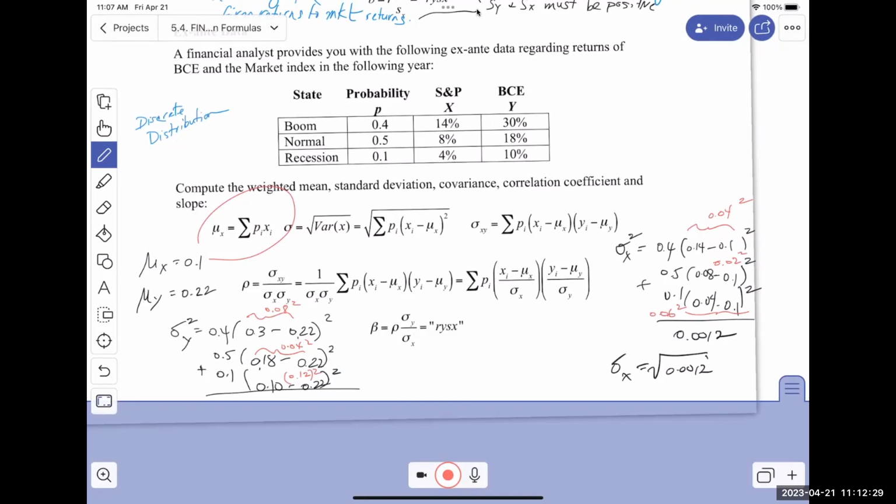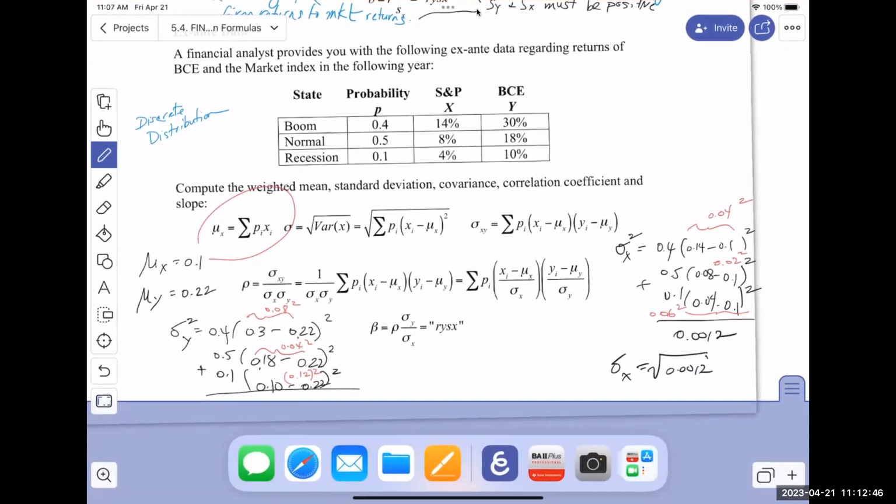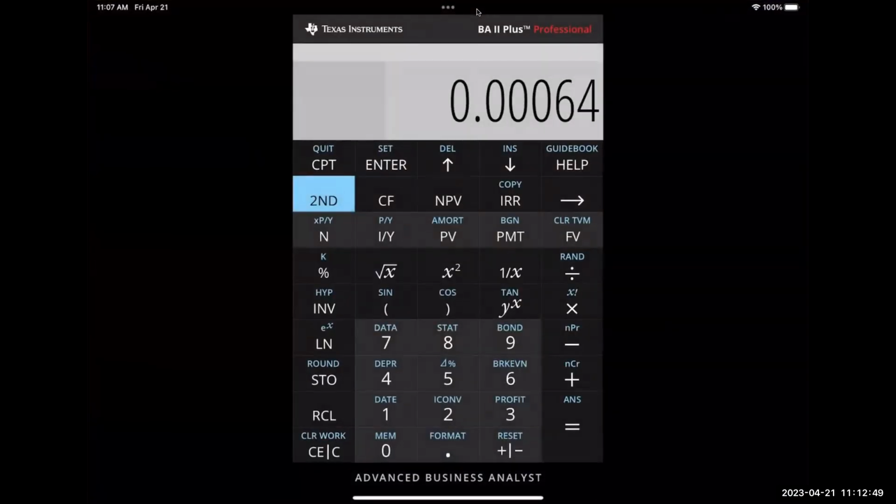Oh, something's wrong. But let me see what I got. Oh, it's because it's on my calculator. Here, let me go through here. Okay, so recall 1, that's my first one. Recall 2 is this one. And then the third one is this one. Yeah, so double check that one.